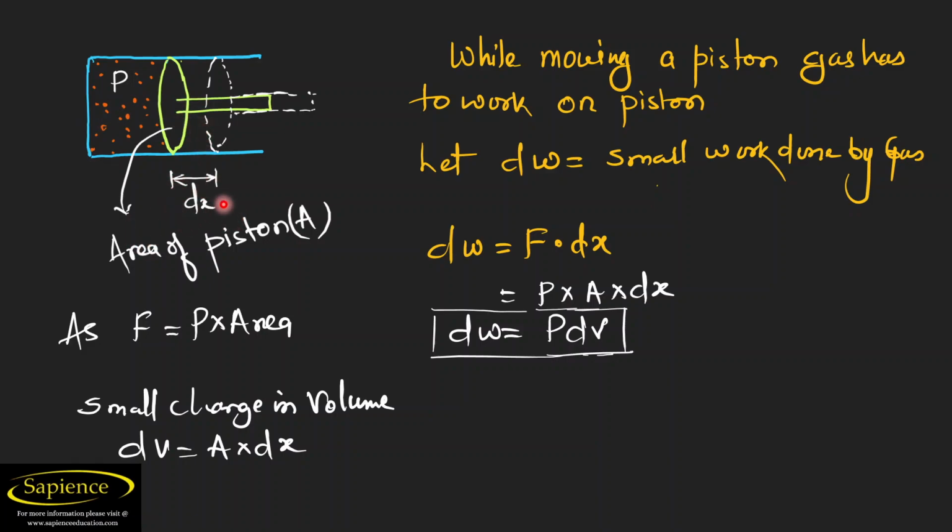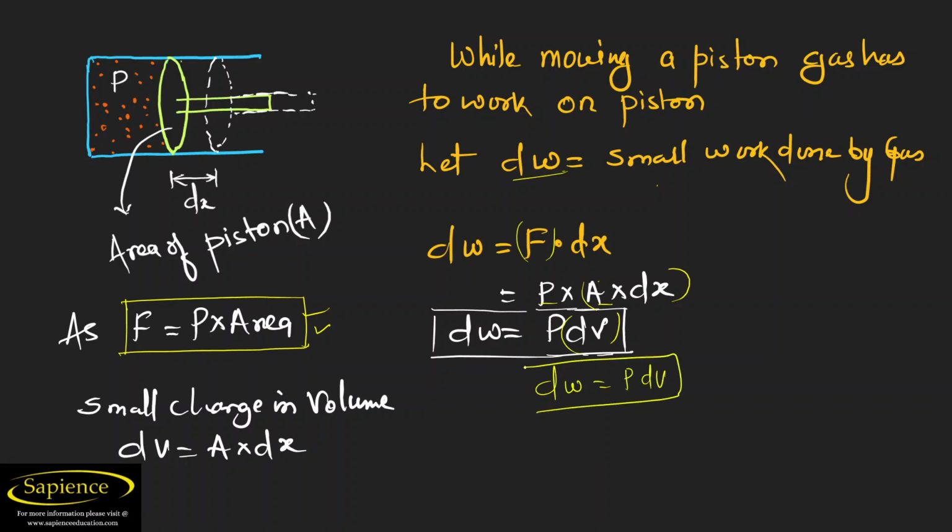The area is the same, dx is the same. So can we write here, force is equal to pressure into area? Let dw be the small work done by the gas. So dw is equal to force into displacement. For force, we can write pressure into area into dx. When we multiply area into dx, it means change in volume only. So finally we have got dw is equal to p into dv. This is the work done by the gas on the piston. Whenever this type of system comes, we have to find it like this.